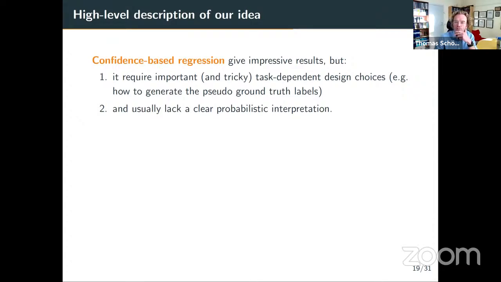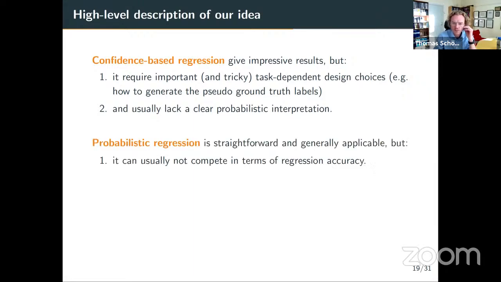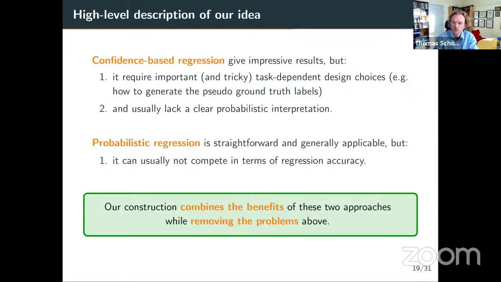So what we took away from looking into these different approaches is that these confidence-based regression approaches that I fluffily described give really impressive results, but again, they require very important and very tricky task-dependent design choices to be made. So it's not really an ergonomic method to use. And it typically lacks a clear probabilistic interpretation as well. At the same time, the probabilistic regression approach is straightforward and general, but it can usually not compete in terms of regression accuracy when you compare to the confidence-based approaches. So we're trying to do a little bit of both here, but removing the problems at the same time. So let's see how we can do that.